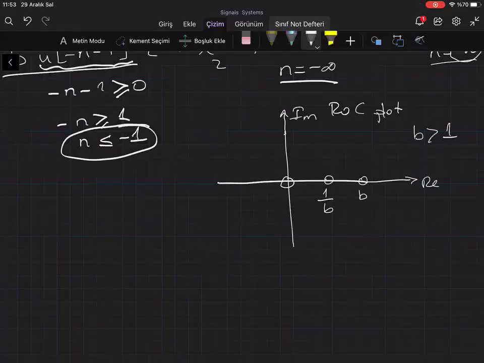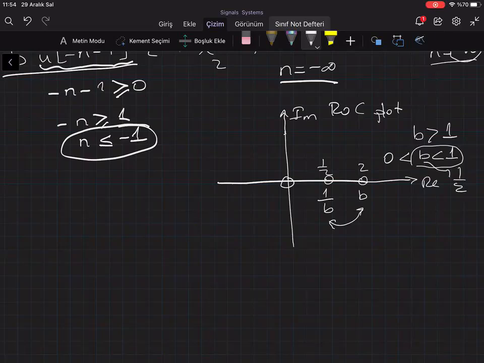If B is bigger than 1, then let's say this is 2, this is 1 over 2. If B is less than 1, what happens? These will change their places, right? If B is less than 1 and greater than 0, let's say B is 1 over 2, then 1 over B will be 2, B will be 1 over 2. So they will shift their places. You understand what I mean, friends, here? Ali Said, do you understand what I'm talking about? Yes. Okay.